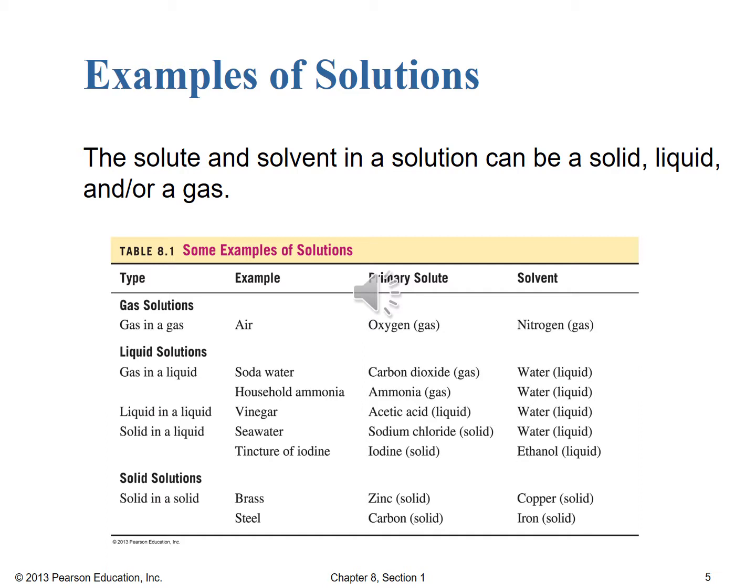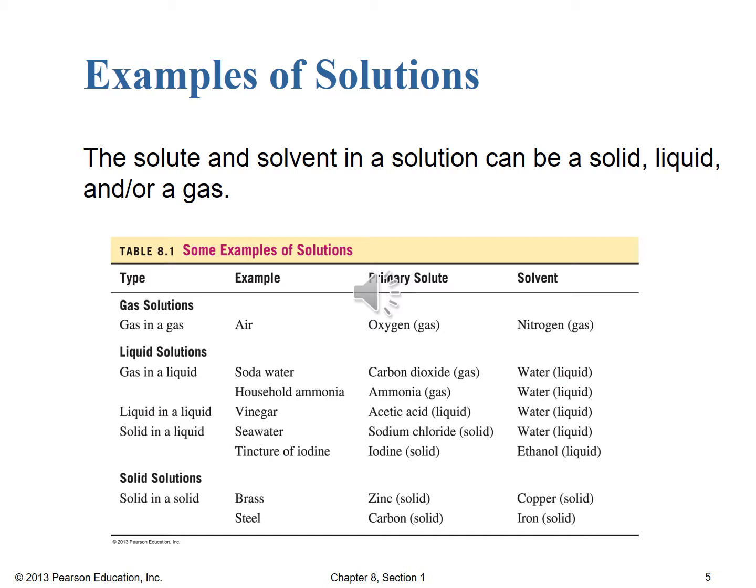You could have a solid in a liquid. Again, seawater is a great example of that. You've got a lot of sodium chloride as well as many, many other things present in that water solution. Tincture of iodine, if you've been to the drugstore to make that purchase, is solid iodine crystals dissolved in ethanol or isopropanol, depending on the alcohol used for the liquid solvent.